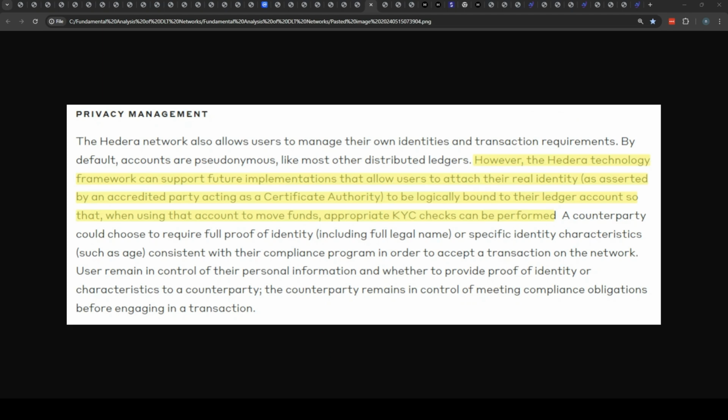Know Your Customer is also baked into the protocol. Users can decide to either attach their identity to their account on the blockchain or remain pseudonymous. So when using the account, a counterparty can do the appropriate KYC checks to accept the transaction. This gives control to enterprise to be able to fulfill their consumer protection and regulatory compliance obligations. So again, this is pretty unique that it is actually baked into the protocol.